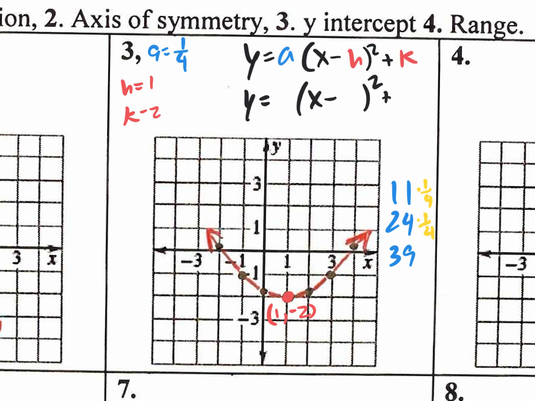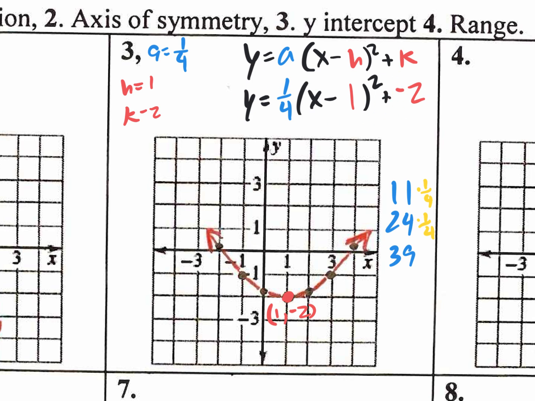Then plug in your values. The a value is 1/4, the h value is 1, and the k value is -2. And that's your answer. The only thing that would look different on a multiple choice is they would simplify anything possible. So the plus negative, they would just write that as a minus sign.